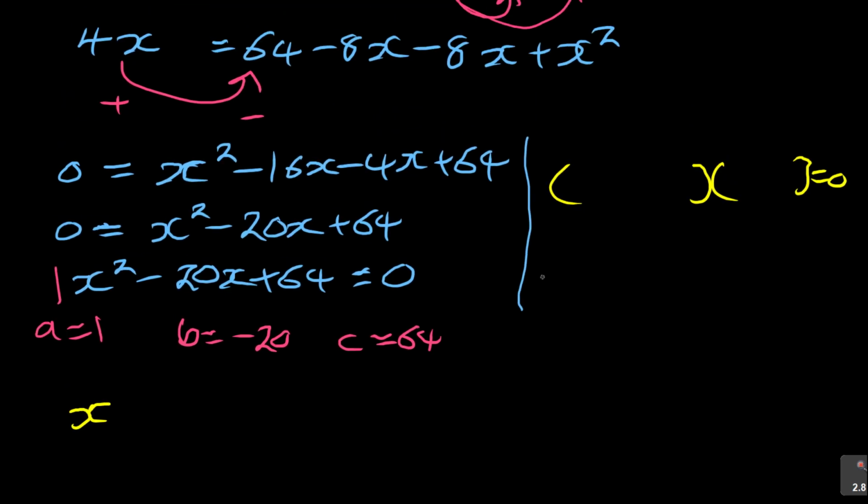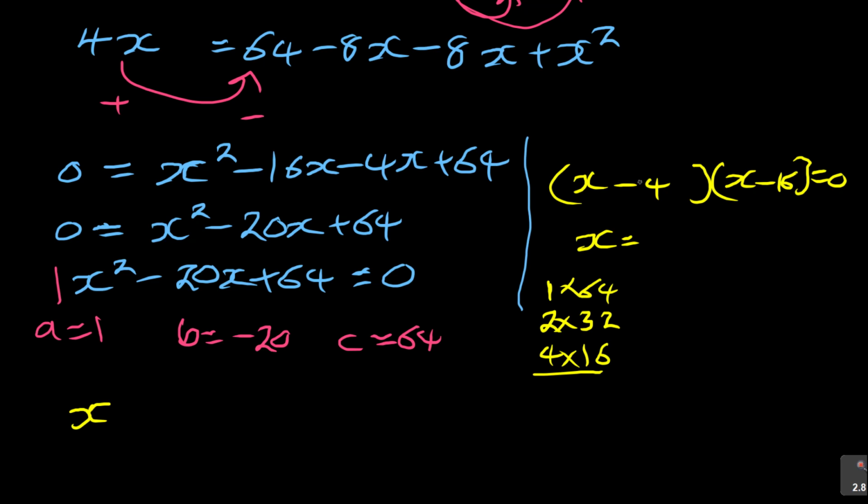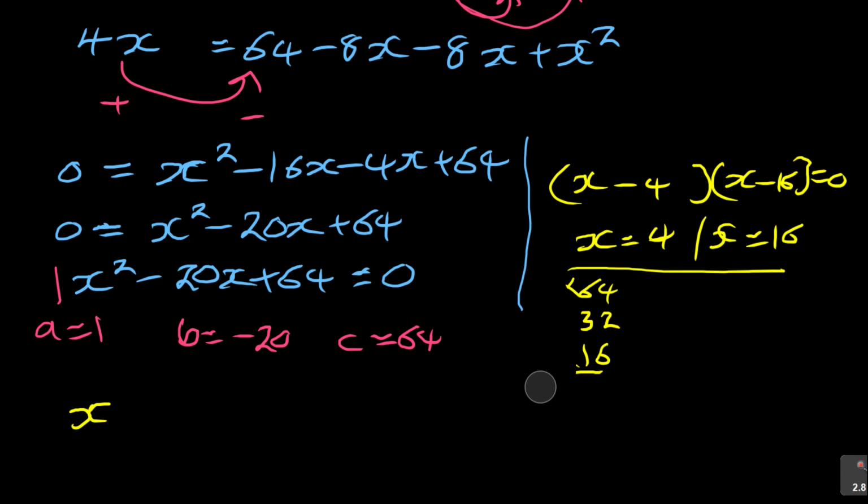You're looking at factors of 64, and factors of 64 are 1 times 64, 2 times 32, and then 4 times 16, and there you catch it, 4 times 16. So you're going to have x minus 4, x minus 16. Then x is equal to, take minus 4 to the other side, is positive 4, or x is equal to, that side, 16. So someone can relate to what I did here, but if you can't relate, please don't take that step.